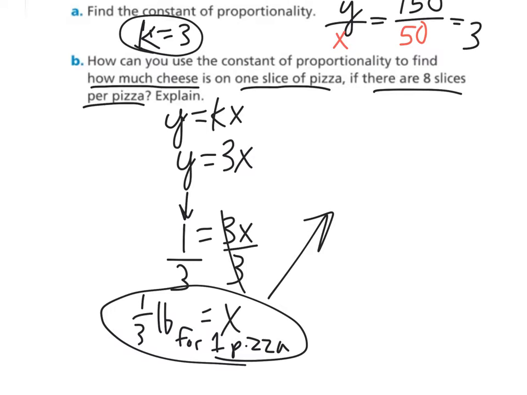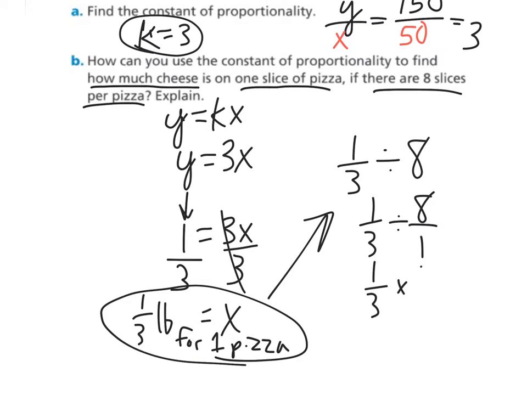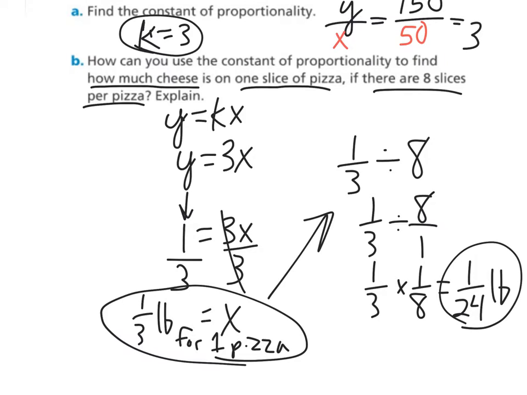And we have 8 slices, so we're going to take that 1/3 a pound and divide that by 8, and that would tell us how much we would have for one slice. If we do that, keep change reciprocal, that would be 1/24 of a pound of cheese for the one slice of pizza.